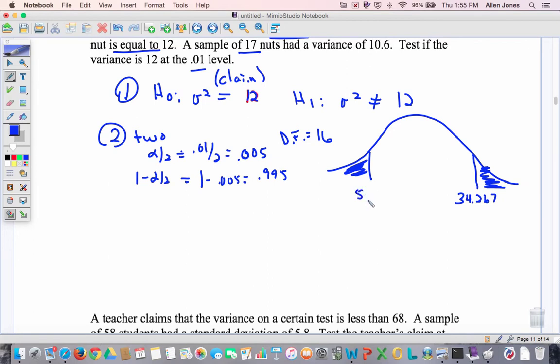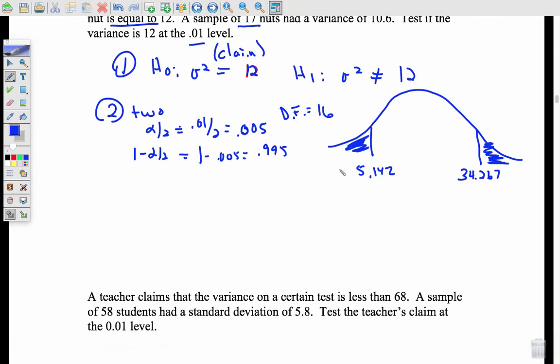34.267 is our right-hand side, and 5.142 is our left-hand side. If you ever have any issues on which one goes where, again, we start at 0 and work our way up. So the larger number goes on this side, the smaller number goes on this side. And then we also have a right versus a left-tailed test. In this case, we have a two-tailed test.